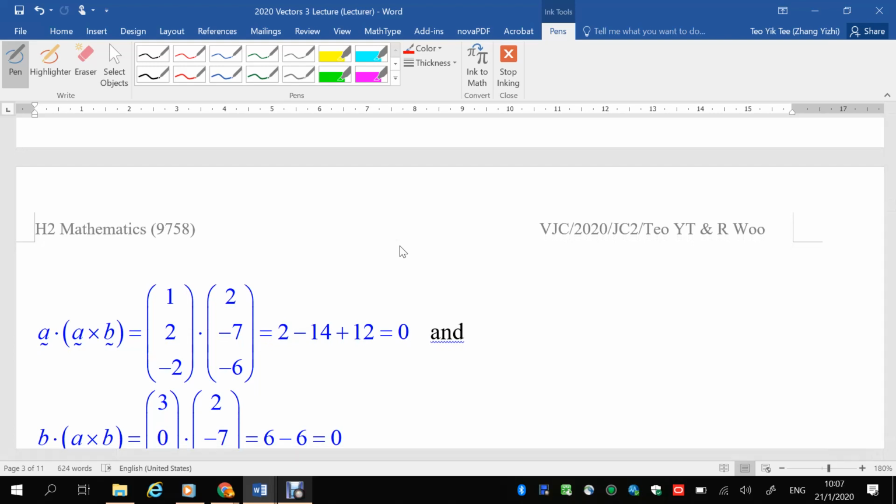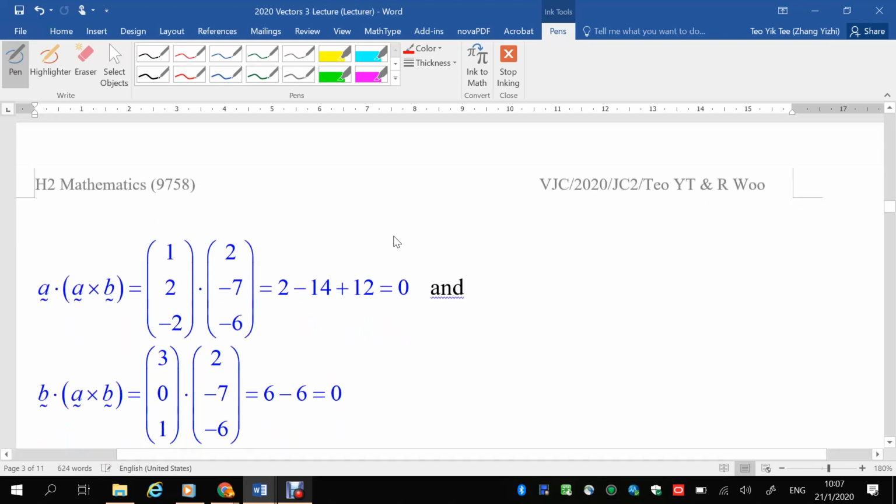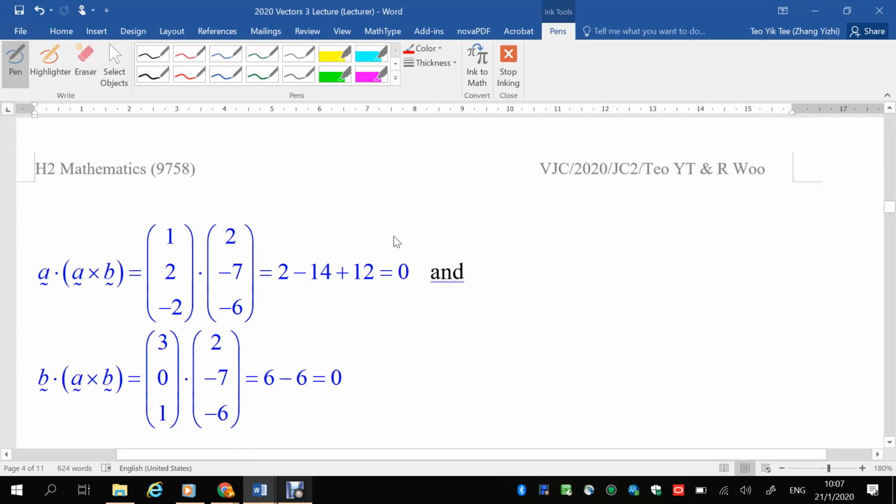Can you remember your dot product process? 1 times 2 plus 2 times minus 7 plus minus 2 times minus 6. You get 0. So that will be your left hand side. Then similarly, you do it for the right hand side: B dot with A cross B. And then you prove that it is actually equal to 0. They are the same. You have verified your results.